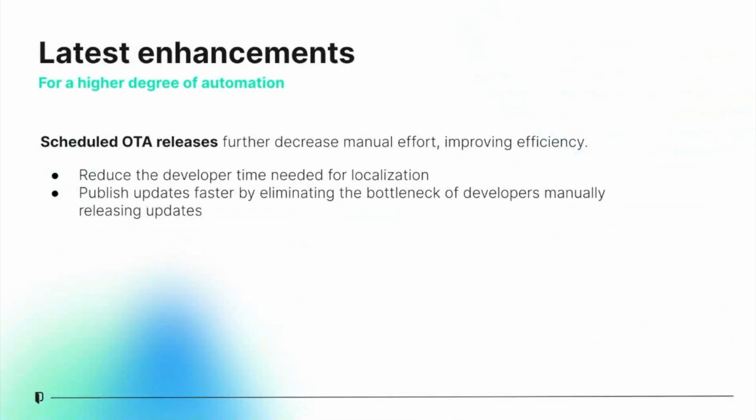So we've come up with a solution to cut down this manual effort and allow customers to automate their workflows even further. This is a scheduling option for OTA releases. By scheduling your releases, that will then be done automatically by our system. You can reduce the developer time needed for localization and publish updates even further, because every organization's eternal bottleneck is usually developer time. So this is one more capability we're adding to increase the degree of automation for your localization.